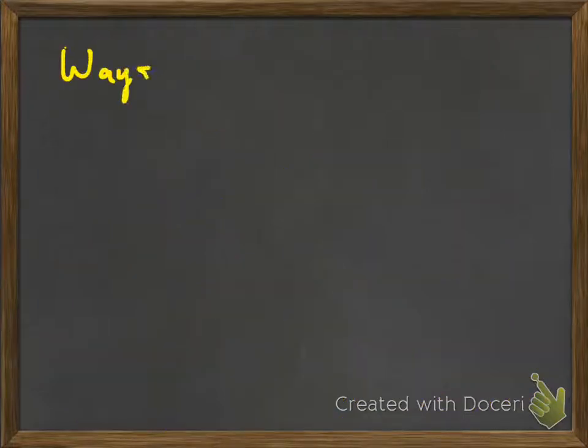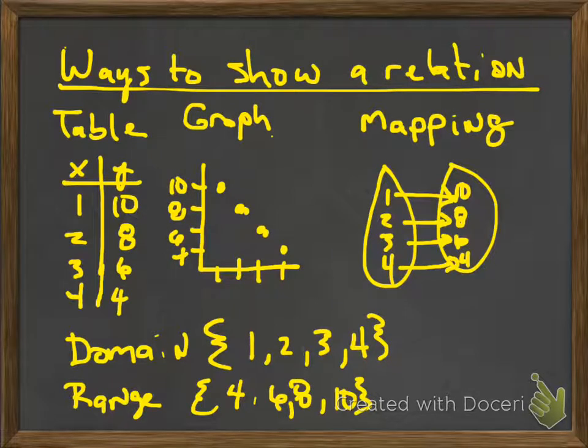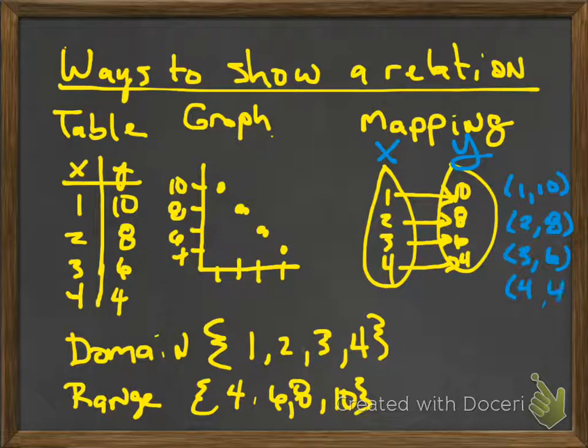Alright, so let's look at some different ways we can represent a relation. We can represent it with a table. So I gave you a table example. You can represent it with a graph. Again, what type of graph is that? That is a discrete graph because I'm not connecting the points. And there may be a reason why I'm not connecting the points. And then there's mapping where I can draw, like here's my x, here's my y, and I'm connecting. That's telling me that I have these points, like here, this is 1, 10, 2, 8. So by connecting these together like that, I can tell which point goes with which one.